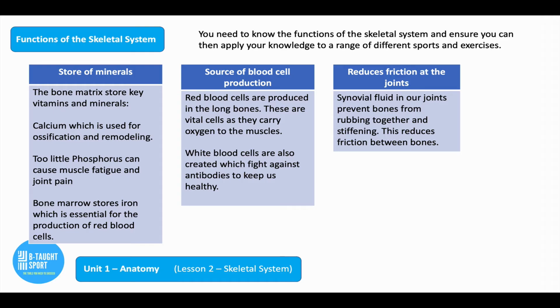And then the last one is it reduces friction at the joints. So synovial fluid in our joints prevents bones from rubbing together and stiffening, and this obviously reduces friction between the bones, and that comes into, for example, a synovial joint, which we'll be looking at in the next video. So there are 6 different functions of the skeletal system in total. You'll need to know what they are, and you'll also need to give a basic description of what each one means.